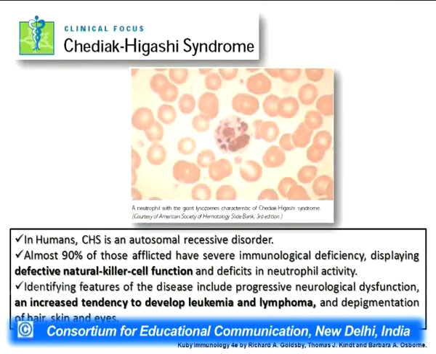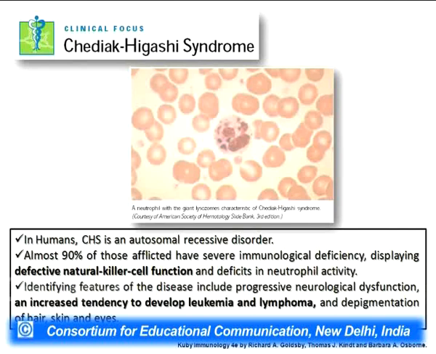Now there are various syndrome conditions found in humans which are related to the deficiency or non-functioning of the immune system mechanism. One of these conditions is called Chediak-Higashi Syndrome, which is a very rare autosomal recessive disorder found in humans.